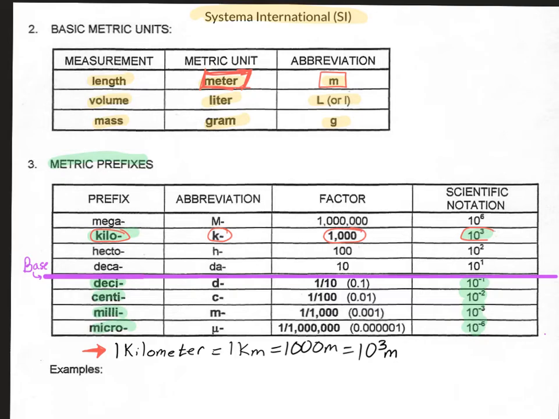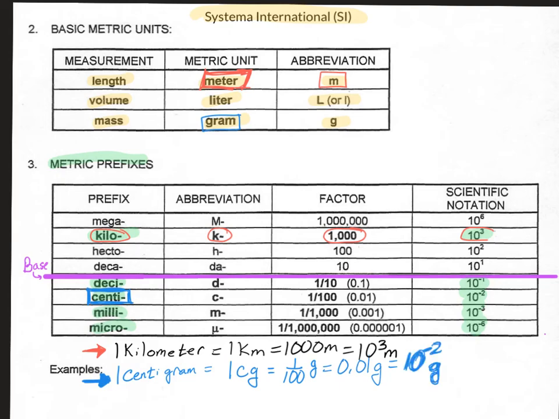We could also look at centigrams. So 1 centigram, 1 cg, is equal to 1/100th of a gram, and that is equal to 0.01 of a gram, or what we would say in exponential notation, 10 to the negative 2 of a gram. The next video will have a short review of fraction calculations and of scientific notation.